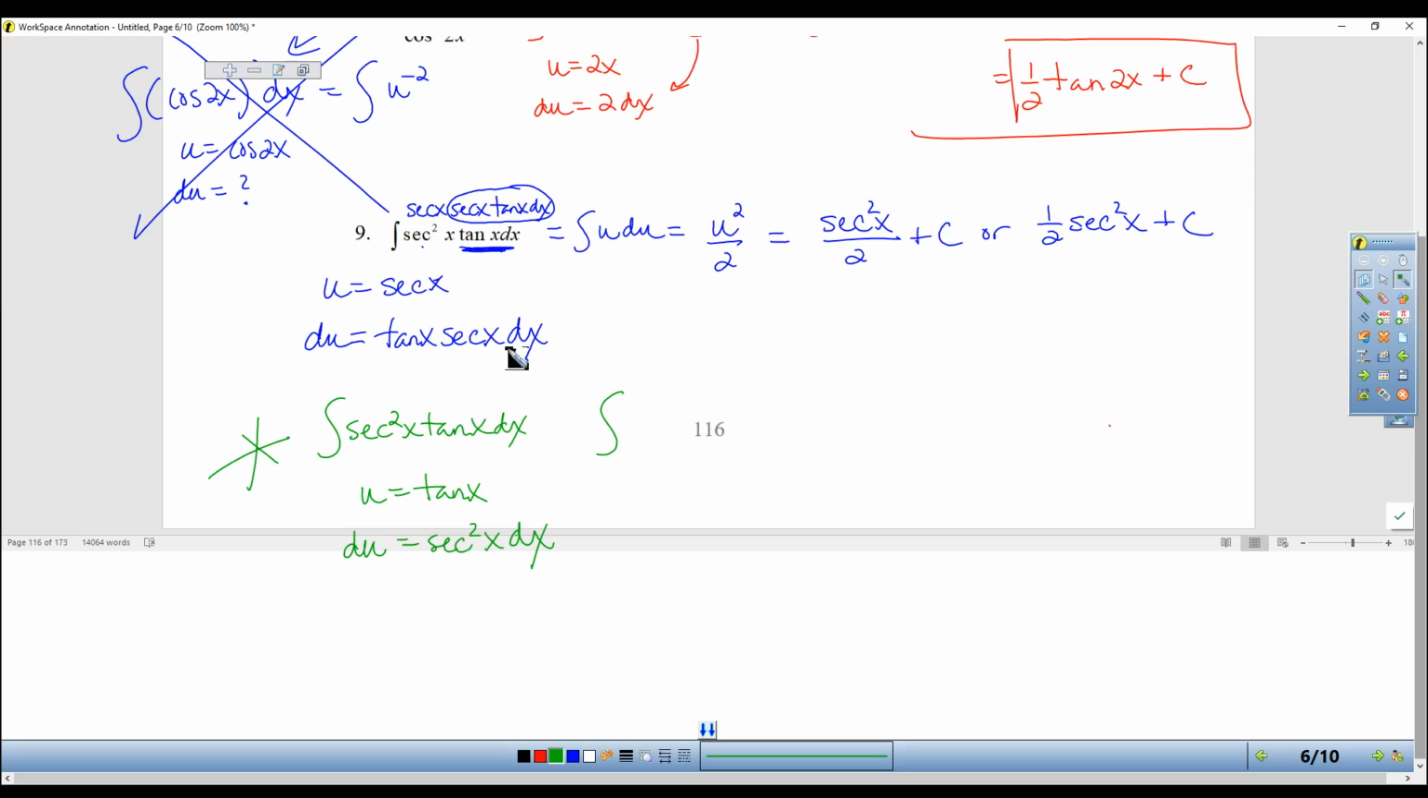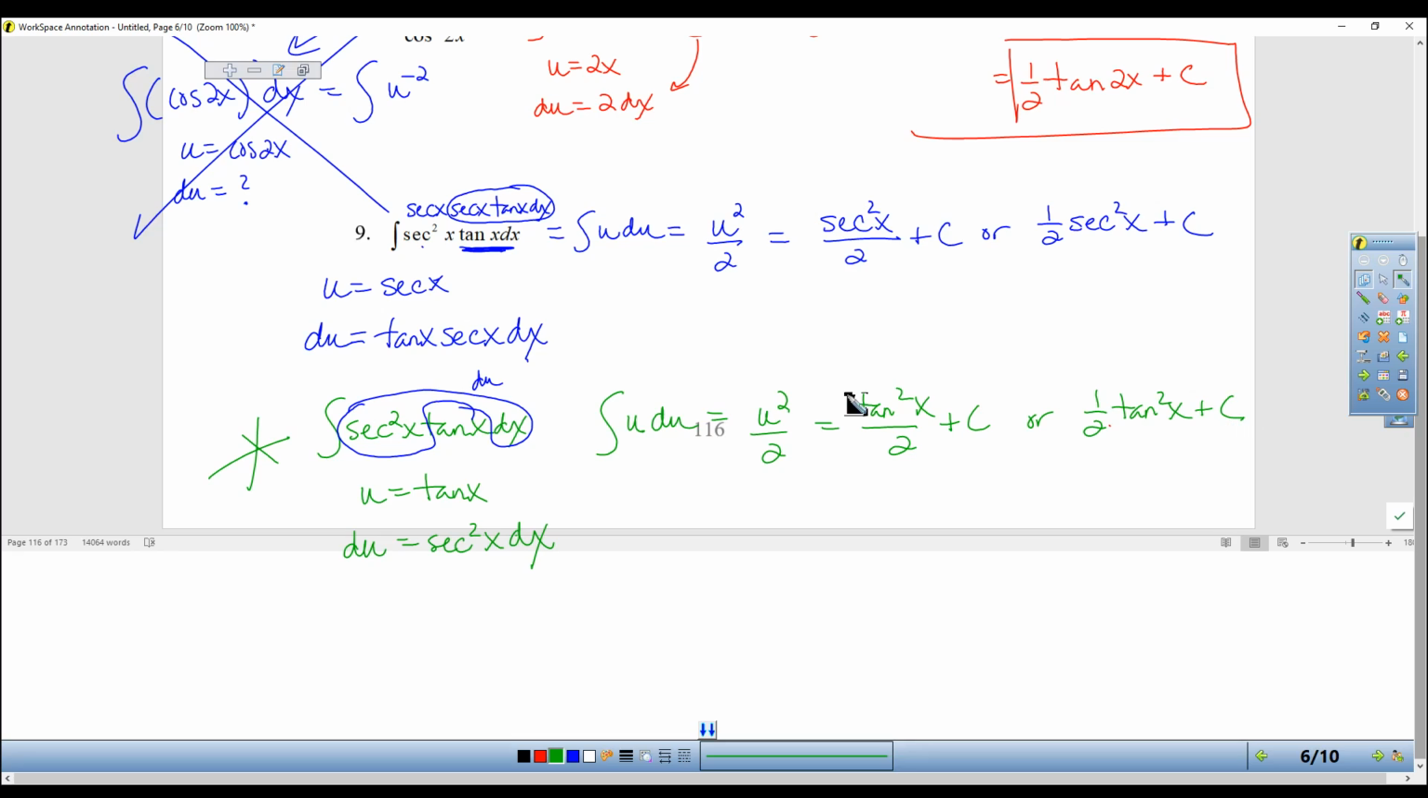So this person doesn't have to do any of that thinking we had to do. They're like, look, I got u and I have du. Do you see it? They're on opposite sides, like around the tangent. This and this together made my du. So I have u, du, and I get u squared over 2, which is tangent squared x over 2 plus c, or 1/2 tangent squared x plus c.